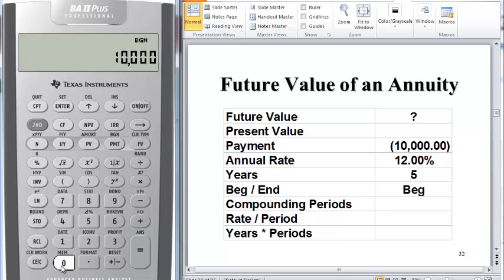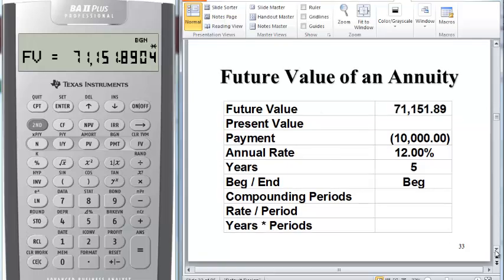Let's say 10,000 again is going to be my payment. So I have a payment that goes in as 10,000, but I messed up. What did I not do? It's a negative number. It doesn't matter for right now, but I promise you, getting in the habit of doing this will make a difference down the road. So my payment is negative 10,000. 12 is my IY, and then 5 is my N. Compute for future value, and what do you get? You get $71,151.89.